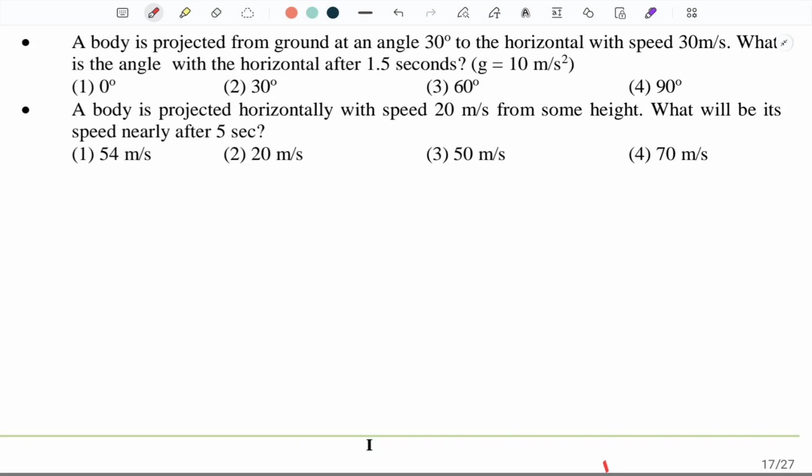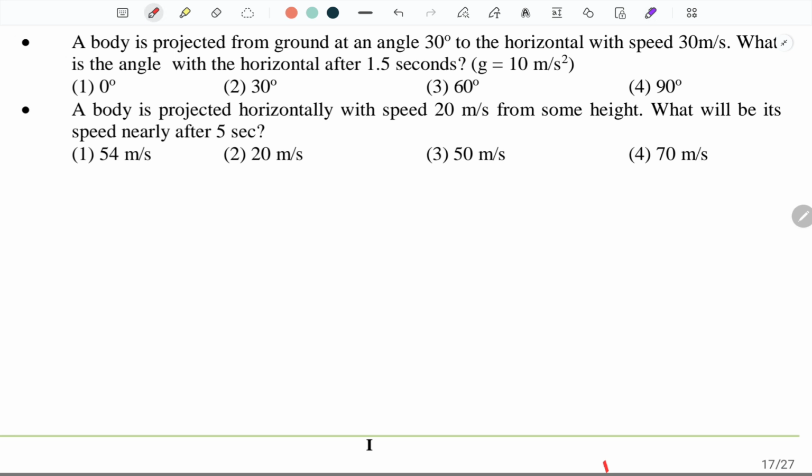Next question. A body is projected from ground at an angle 30 degrees to the horizontal with speed 30 meters per second. Okay, a body is projected from ground at an angle 30 degrees with the horizontal with a speed 30 meters per second. What is the angle with the horizontal after 1.5 seconds? After 1.5 seconds. So how will you solve?